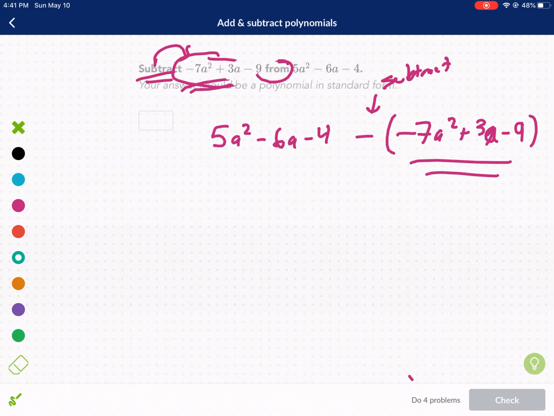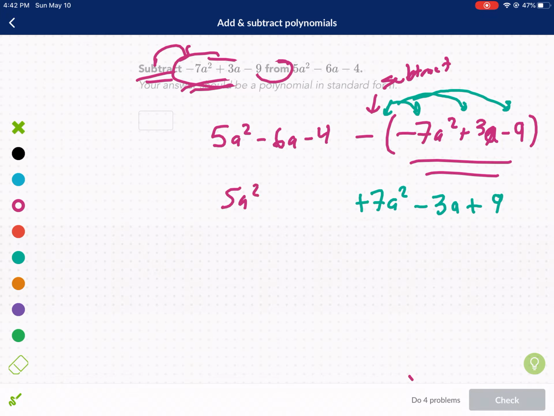Now, this is the key here. If you have a minus out in front of parentheses, which all these problems you're going to have, you need to distribute this minus to everything inside the parentheses. So I'm going to rewrite that here. I have plus 7a squared, the negative becomes positive, minus 3a, and then plus 9. You're going to keep the 5a squared minus 6a minus 4 the same.